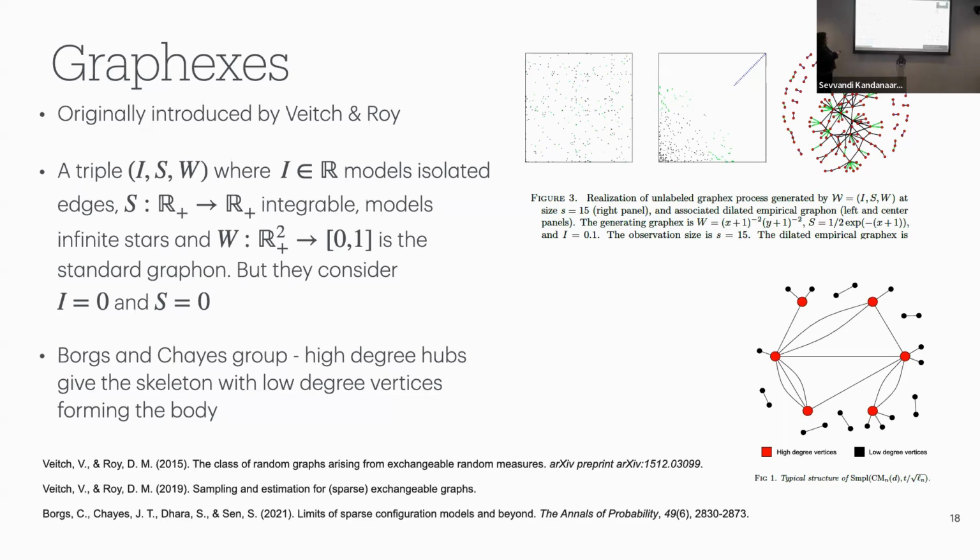Later, in this paper by Borgs, Chayes and the group, they also talk about graphexes, and then they say, oh, there can be this skeleton of high degree vertices, stars, and then the rest can be low degree vertices which are modeled by the W. So the work we are doing has links with these as well, but slightly different.